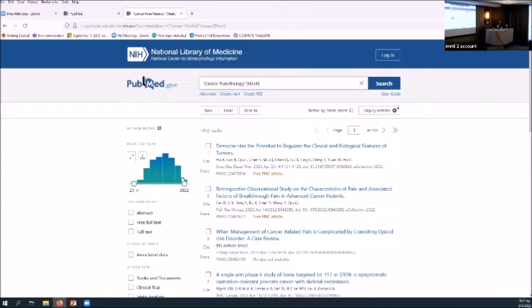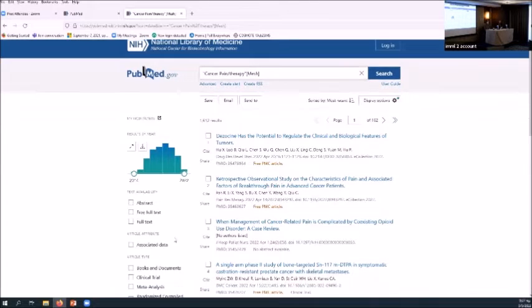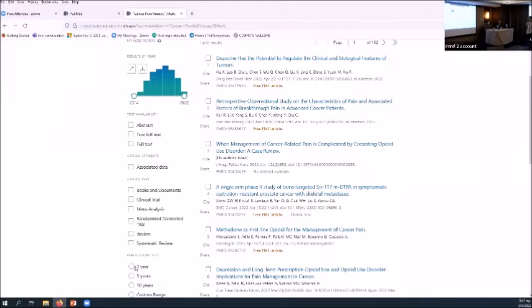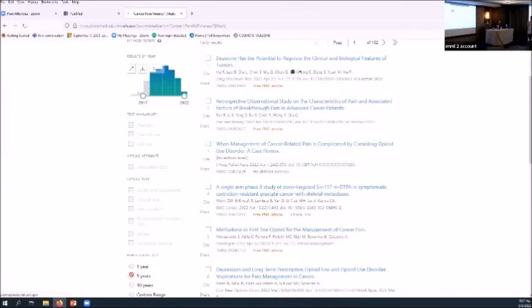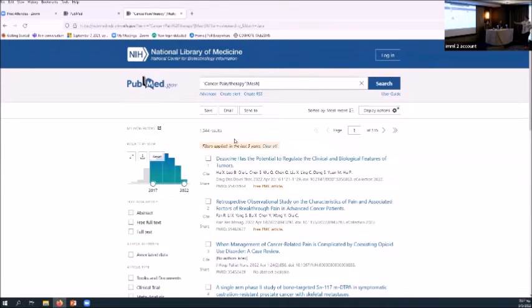And if we want to narrow the research, we can filter and search what was published in the last 3 years, for example. But we will go there later. Here what I wanted to show, if you can go back to MeSH. Yes.